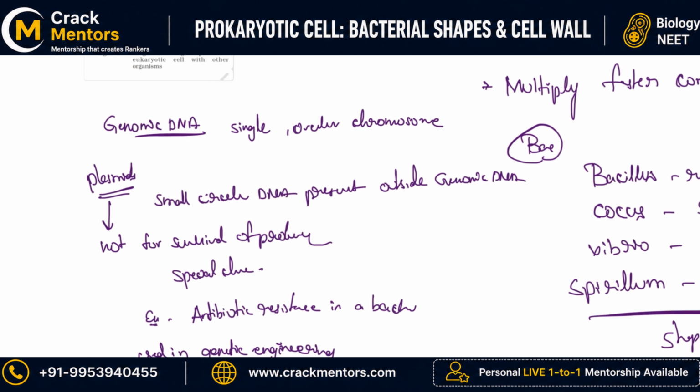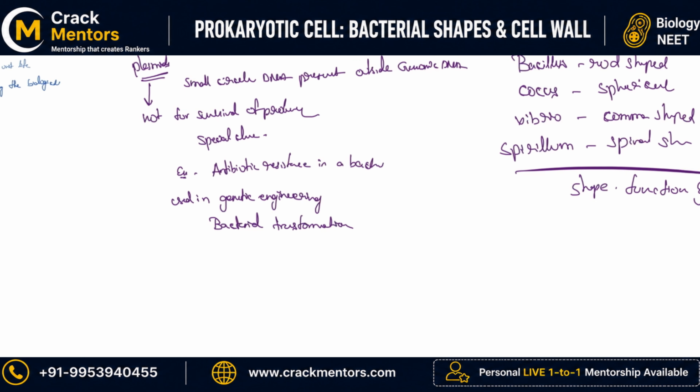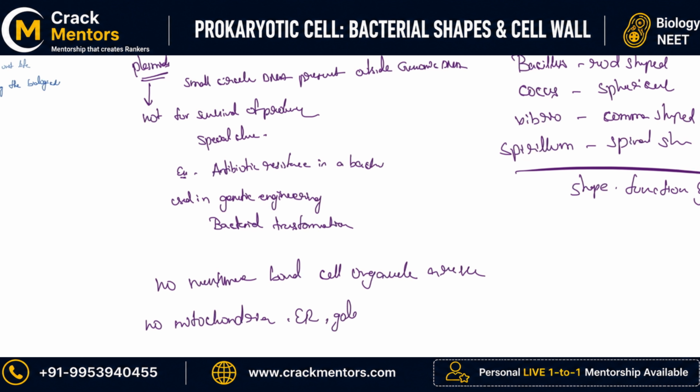Coming to the cell organelles of a prokaryotic cell, in the prokaryotic cell we have no membrane bound cell organelles. That is, we have no mitochondria, endoplasmic reticulum, the Golgi apparatus, and lysosomes. So we don't have all these. The only organelle that is present in a prokaryotic cell is the ribosome. Only ribosomes are seen in a prokaryotic cell.